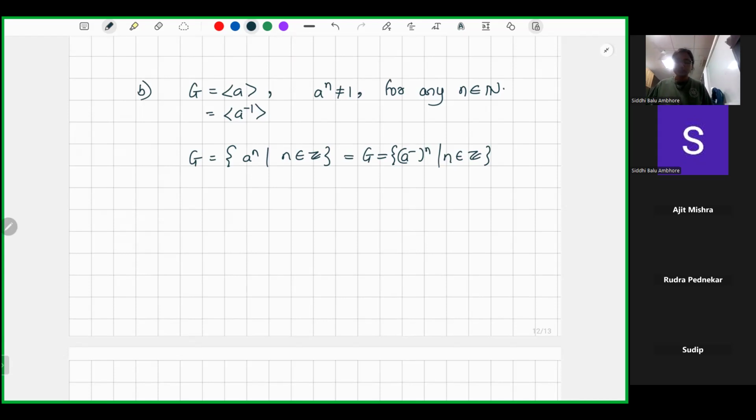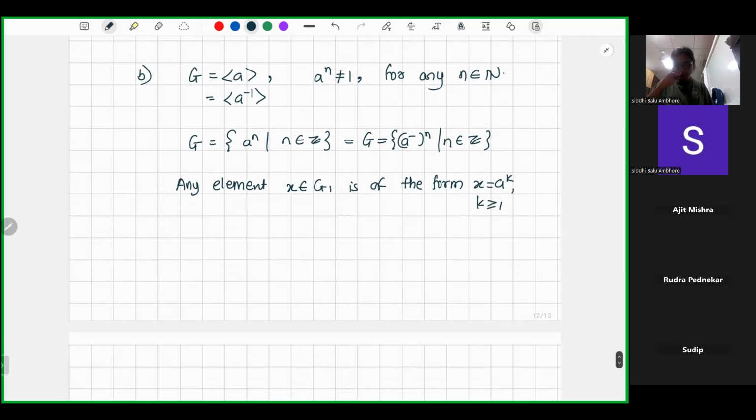See, any element x in G is of the form a power k, some k greater than or equal to 1, doesn't matter. If G is generated by this x, this implies G is generated by a power k, right? And the moment I have that G is generated by a power k and a belongs to G, since G is a cyclic group, a power k power n will be equal to a, right?